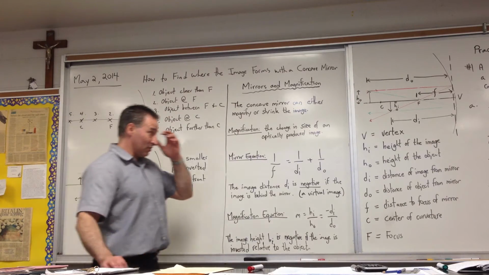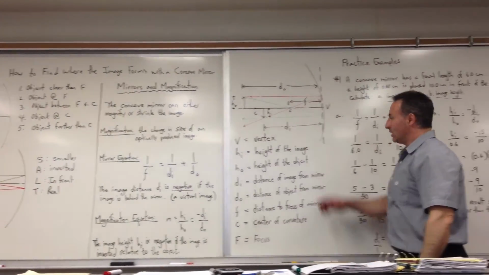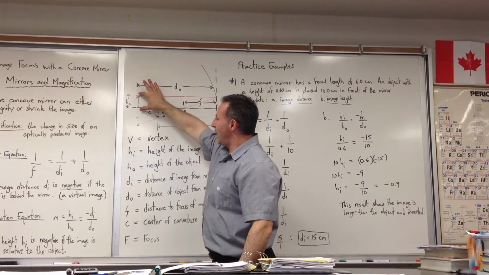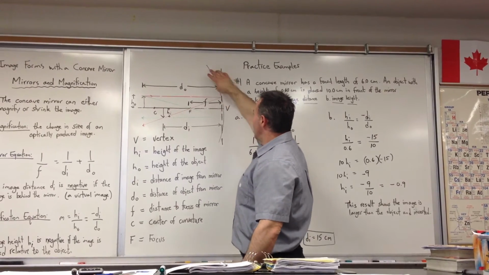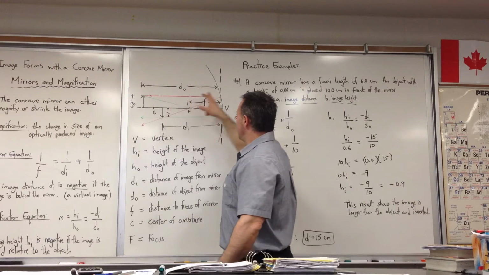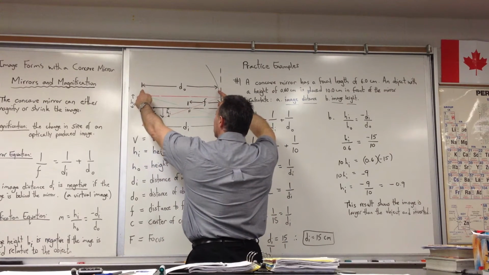And I've given you an example over here to show you what all the variables mean. So do is the distance to the object. Here's an object. I drew an arrow a certain distance from a spherical mirror. And the distance to the mirror we're going to call distance of object. So it's from here to here.